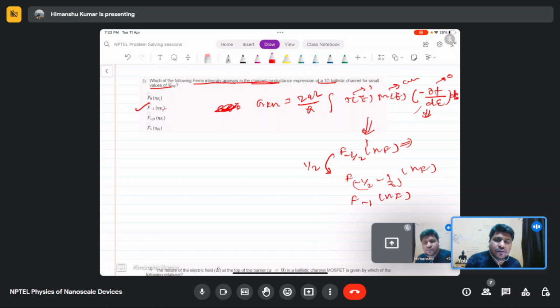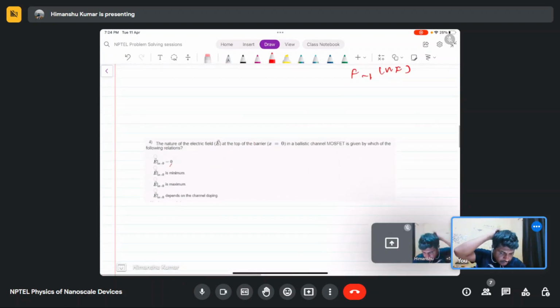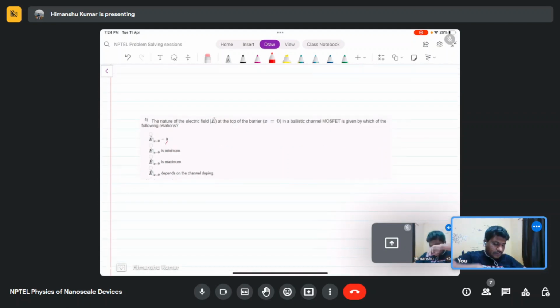Okay, so please take care in the exam what is asked in the channel, and for what region it is asked. Similarly, it can be asked in the exam that you need to derive for a 3D ballistic channel, or 2D, or even 3D, and how the Fermi integral will look like. Okay, is there any doubt in the problem up to now?